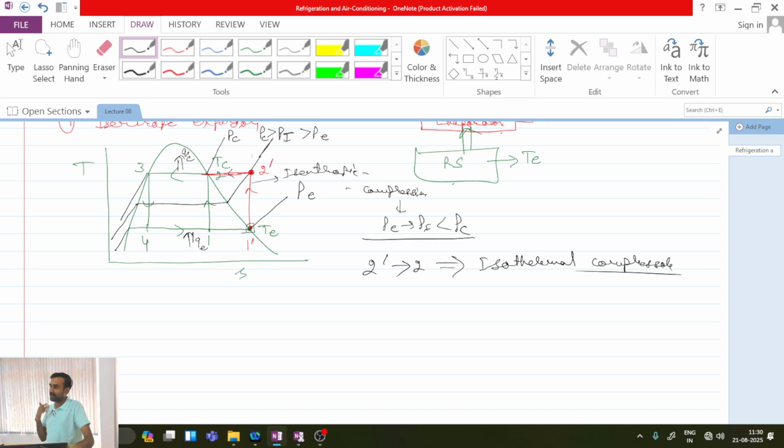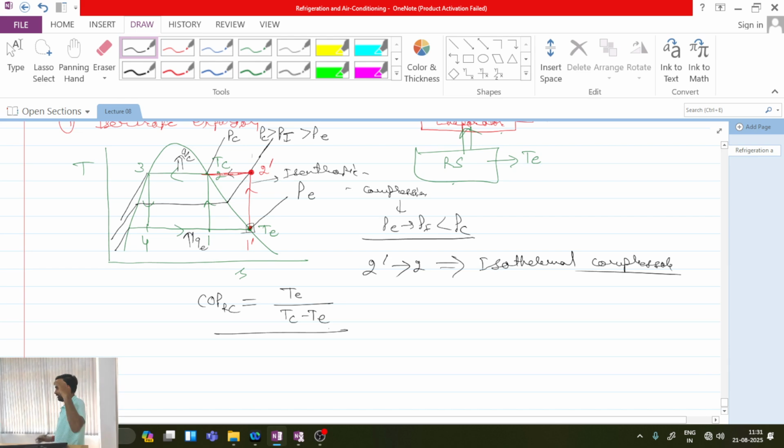Again, I have already discussed this; I am repeating it today. Up to this point, it is just a repeat of the previous lecture. Now, COP I have already derived for the reverse Carnot cycle. I am not going to derive it again. But the COP of the reverse Carnot cycle will simply be TE upon TC minus TE. Is this point clear? So these are some of the limitations because of which I cannot operate the reverse Carnot cycle practically.